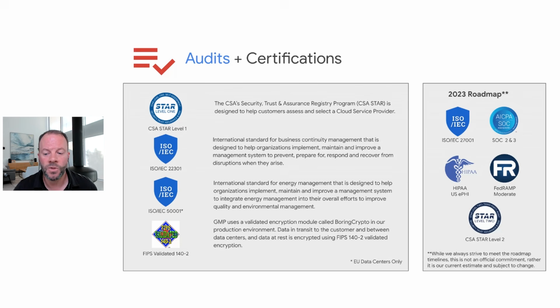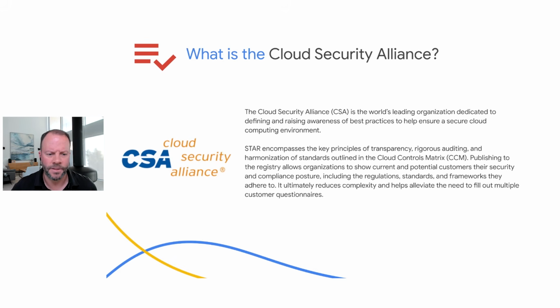Last but not least, we're also aiming for CSA Star Level 2. I'm going to talk about CSA in depth here. So if you're unfamiliar, CSA, or the Cloud Security Alliance, is a nonprofit organization that's focused on helping customers evaluate cloud providers. So they have something called the CAIQ and the CCM, the Cloud Controls Matrix. The CAIQ is basically a questionnaire with 270 different controls on it, where a vendor, in this case Google, provides an answer to all of these different controls.